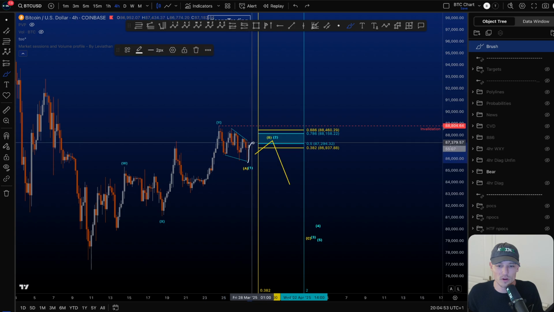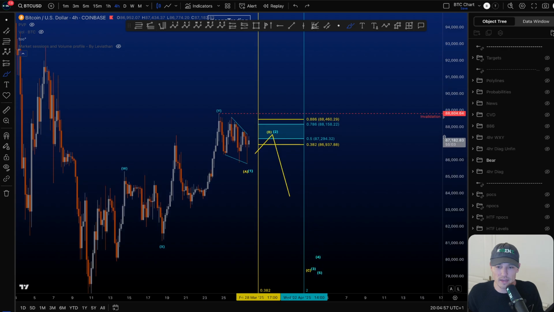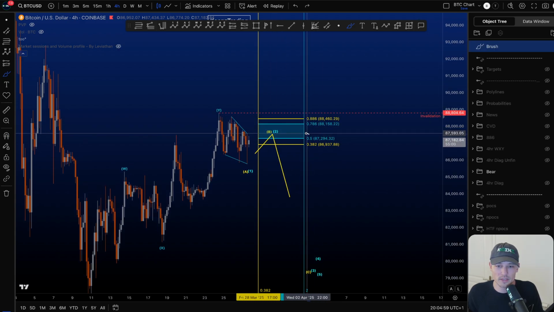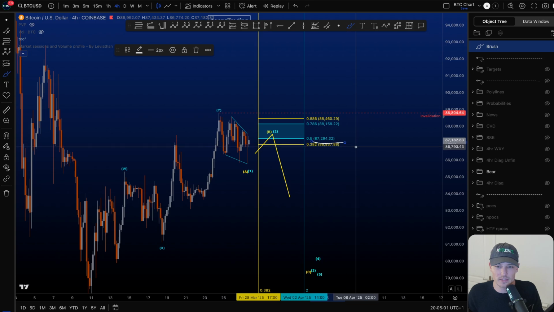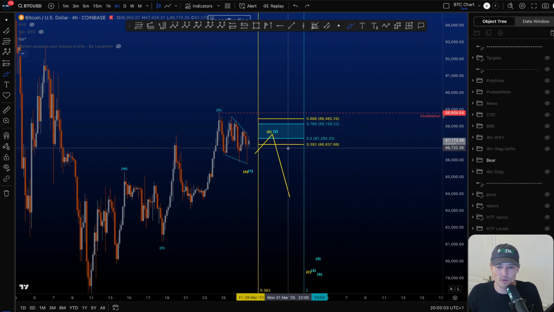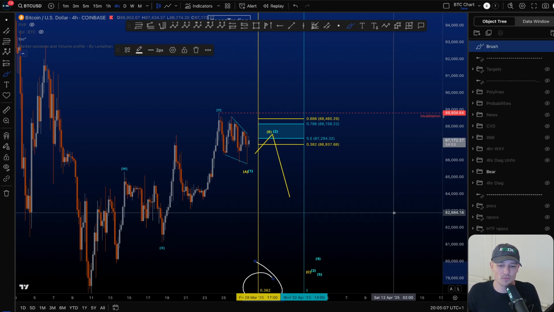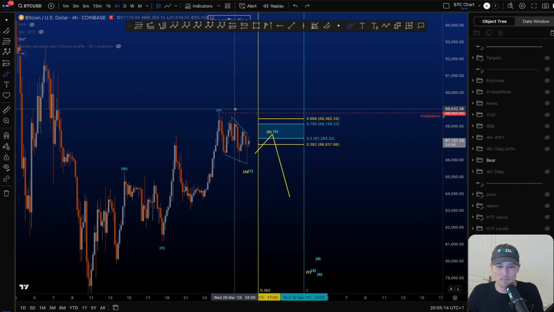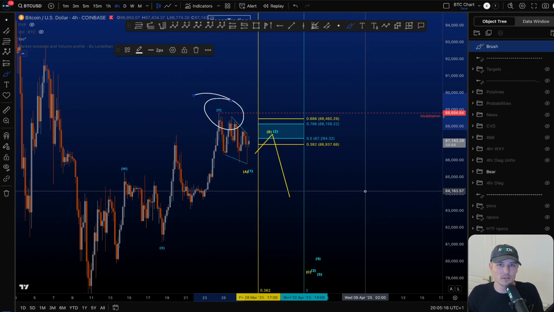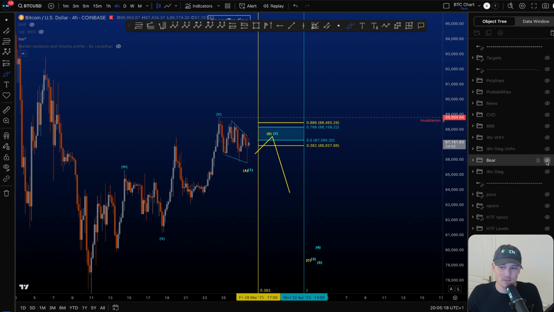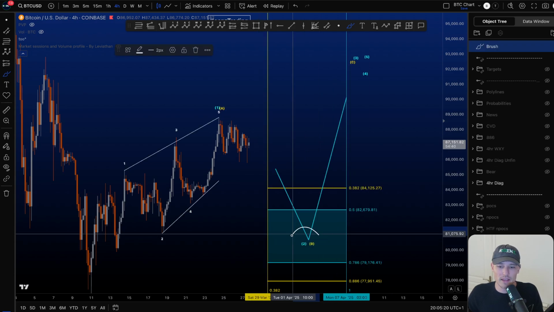In a wave A or 1, we want to see a 3-wave correction in 2 or B, and then a move down. Common target for 2 or B, again, 0.5 to 0.786, 87.3K to 88.1K, and preferably B or 2 finishes after the 0.382 fib time, sitting on Friday, the 28th of March, 5 p.m. Central European Time.